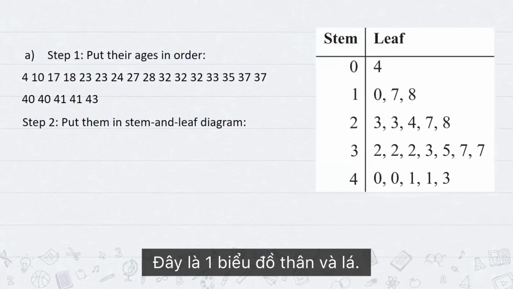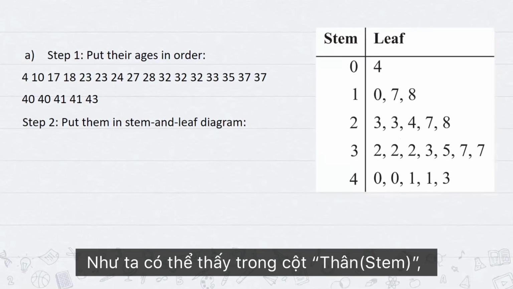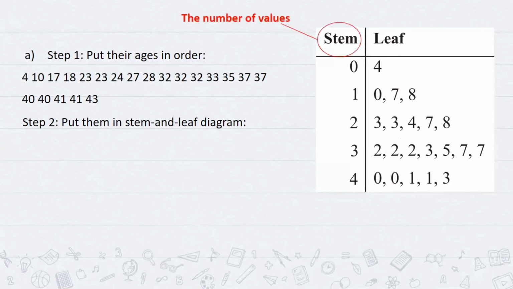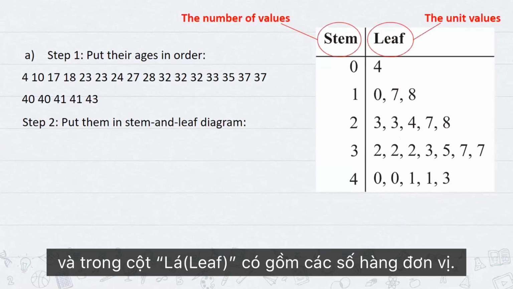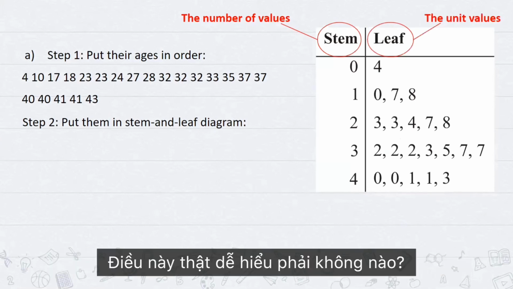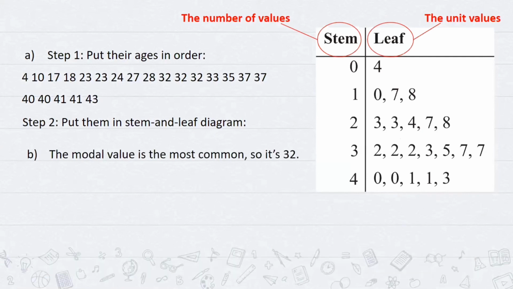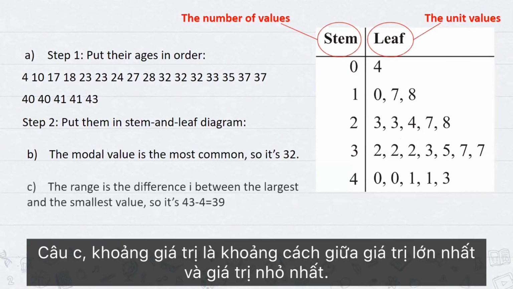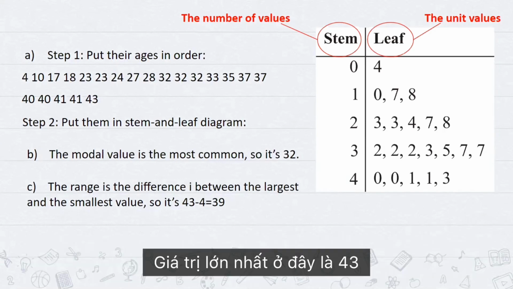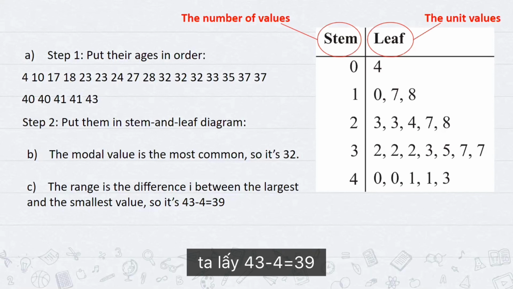So this is a stem and leaf diagram. As you can see, the stem column is the tens value, and the leaf column is the unit value. So it's quite straightforward, right? And B, they ask us to find the modal value. So the modal value is the most common one. So it is 32. And C, the range is the difference between the largest and the smallest value. So the largest value is 43 and the smallest value is 4. So you take 43 minus 4 is 39.